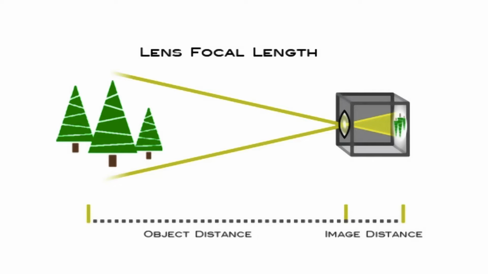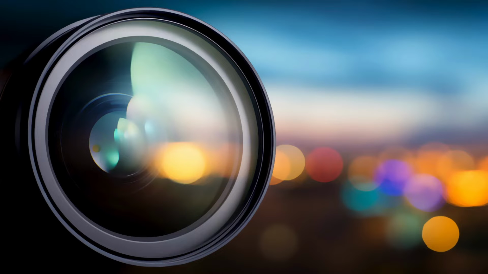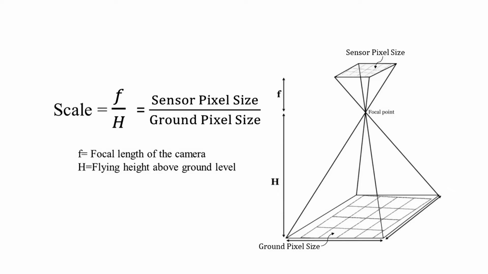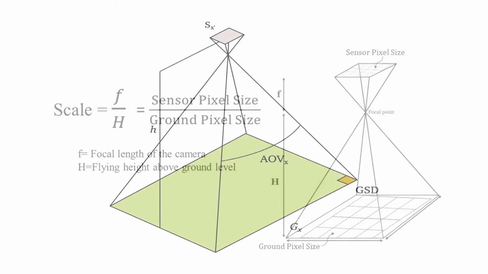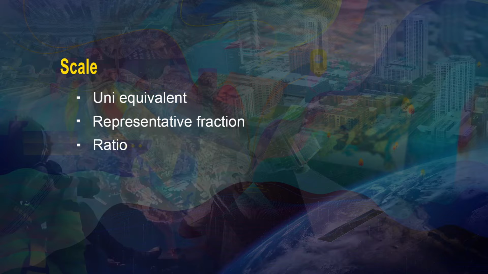Focal length. The distance from the middle of the camera lens to the focal plane. As focal length increases, image distortion decreases. The focal length is precisely measured when the camera is calibrated. Scale. The ratio of the distance between two points on the photo to the actual distance between the same two points on the ground. Scale may be represented in three ways: unit equivalent, representative fraction and ratio.